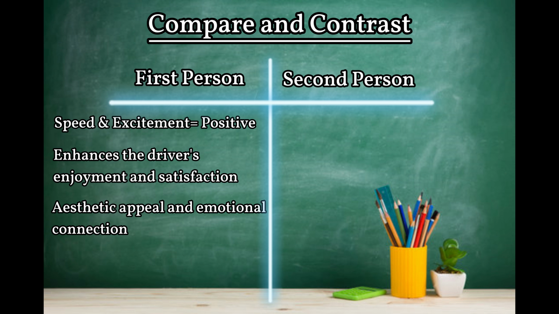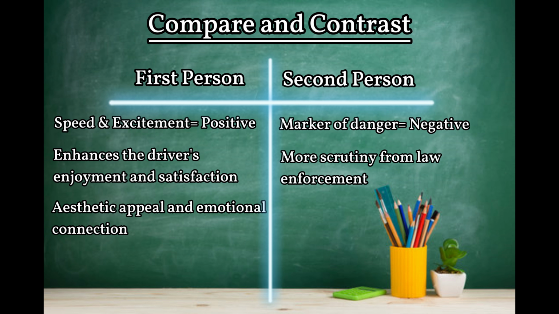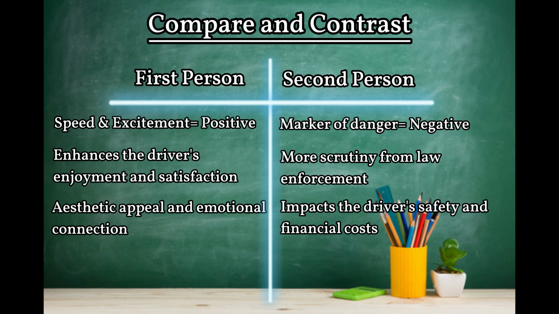Conversely, the second person views the red color as a marker of danger and a magnet for negative attention, such as speeding tickets. They might point out that a car that stands out with such a vibrant color can attract more scrutiny from law enforcement, leading to a higher likelihood of receiving tickets. Additionally, the perception of red as a dangerous color could suggest that it encourages more aggressive driving behaviors, potentially increasing the risk of accidents. Here, the color red not only impacts the driver's safety and financial costs due to possible fines, but also influences how others, like police and fellow drivers, perceive and react to the driver, adding stress and potential hazards to their driving experience.